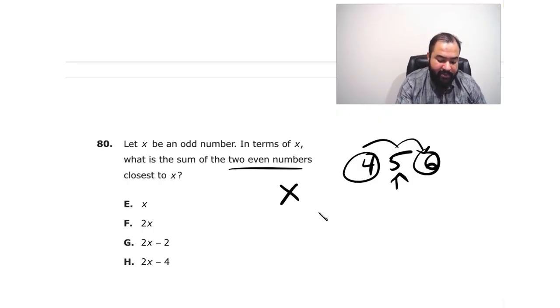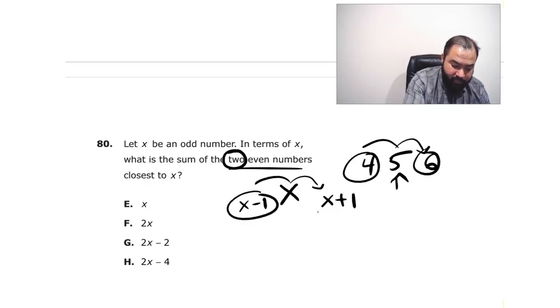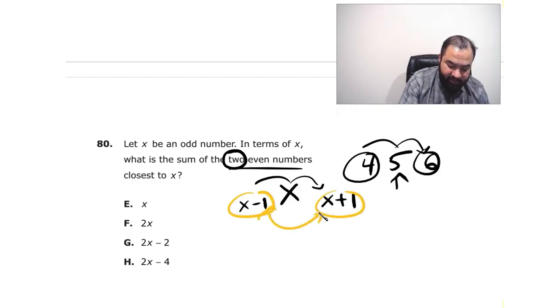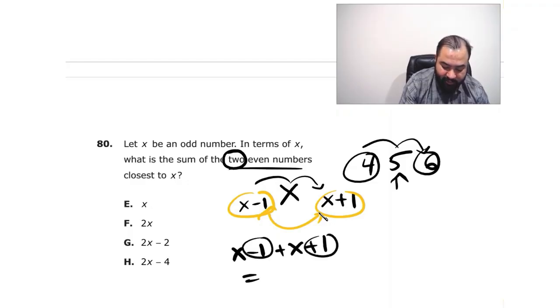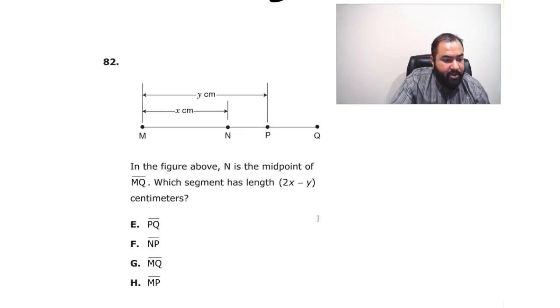So x is odd, the next even will be x plus 1, and the even that was before it was x minus 1. And they said, what is the sum of the 2 even numbers? So the sum of just these 2, this one and this one. So if we just add, what do we get? x minus 1 plus x plus 1. So negative 1 and positive 1 just cancel out. It's just 2x. Simple questions, guys. There's another one.